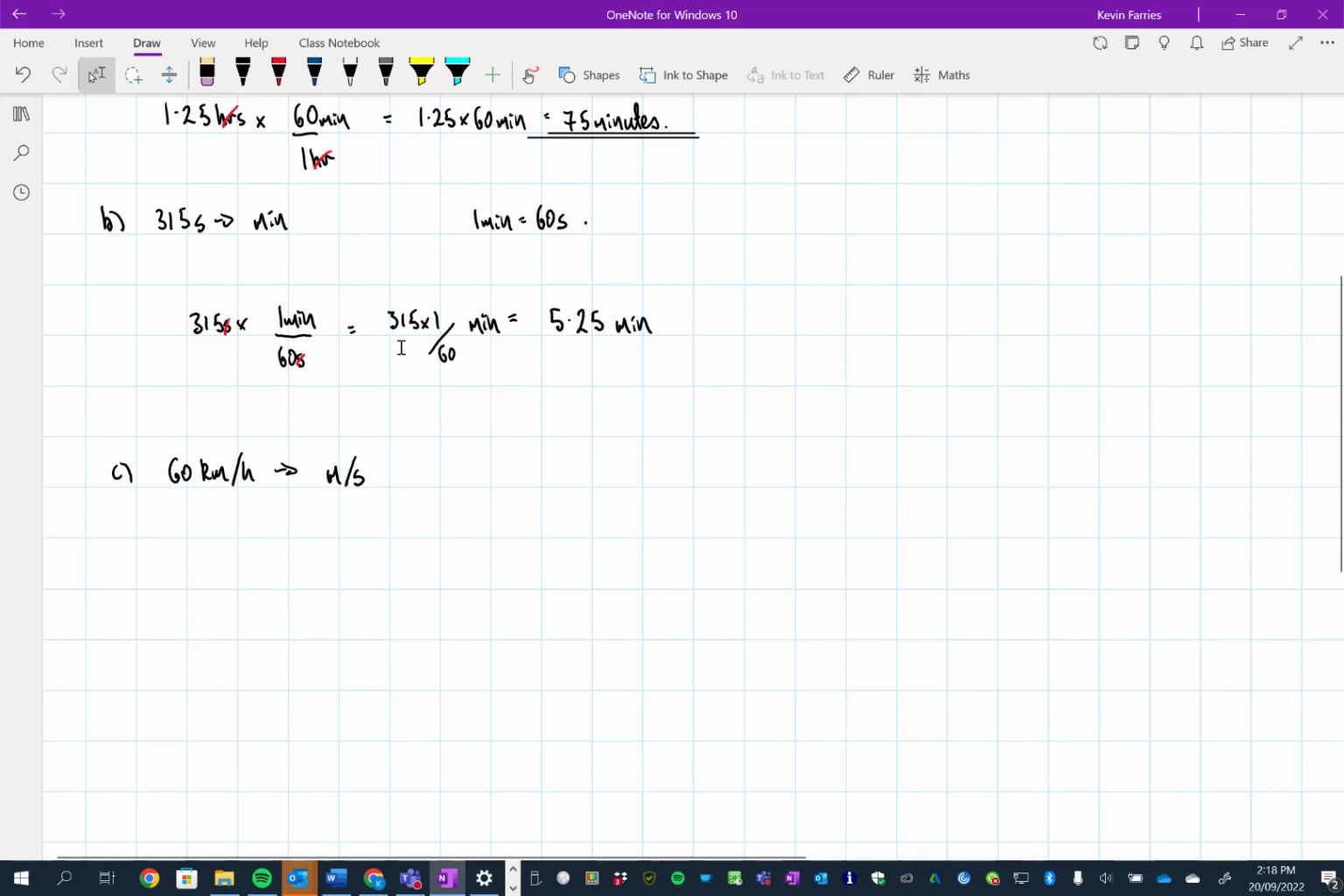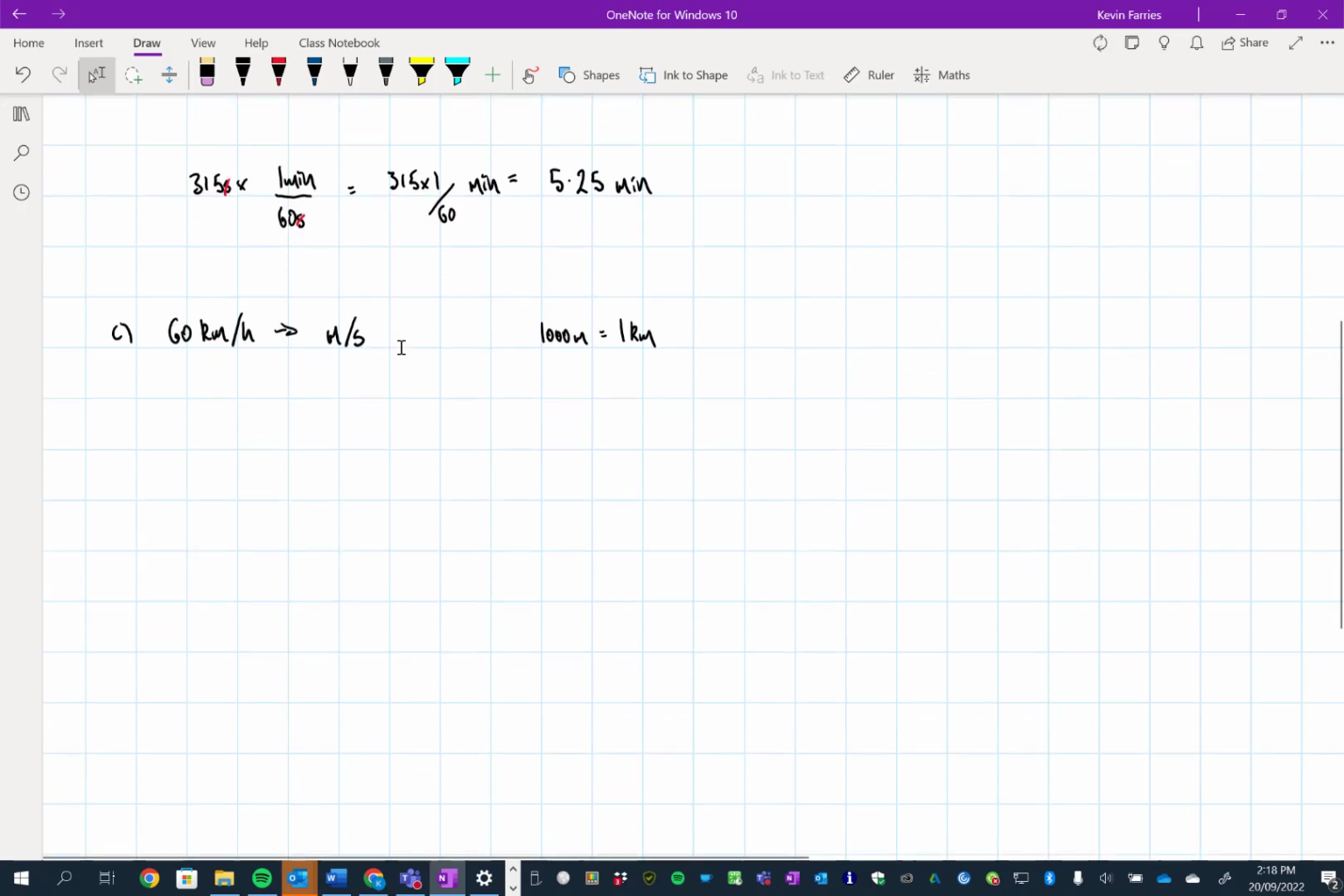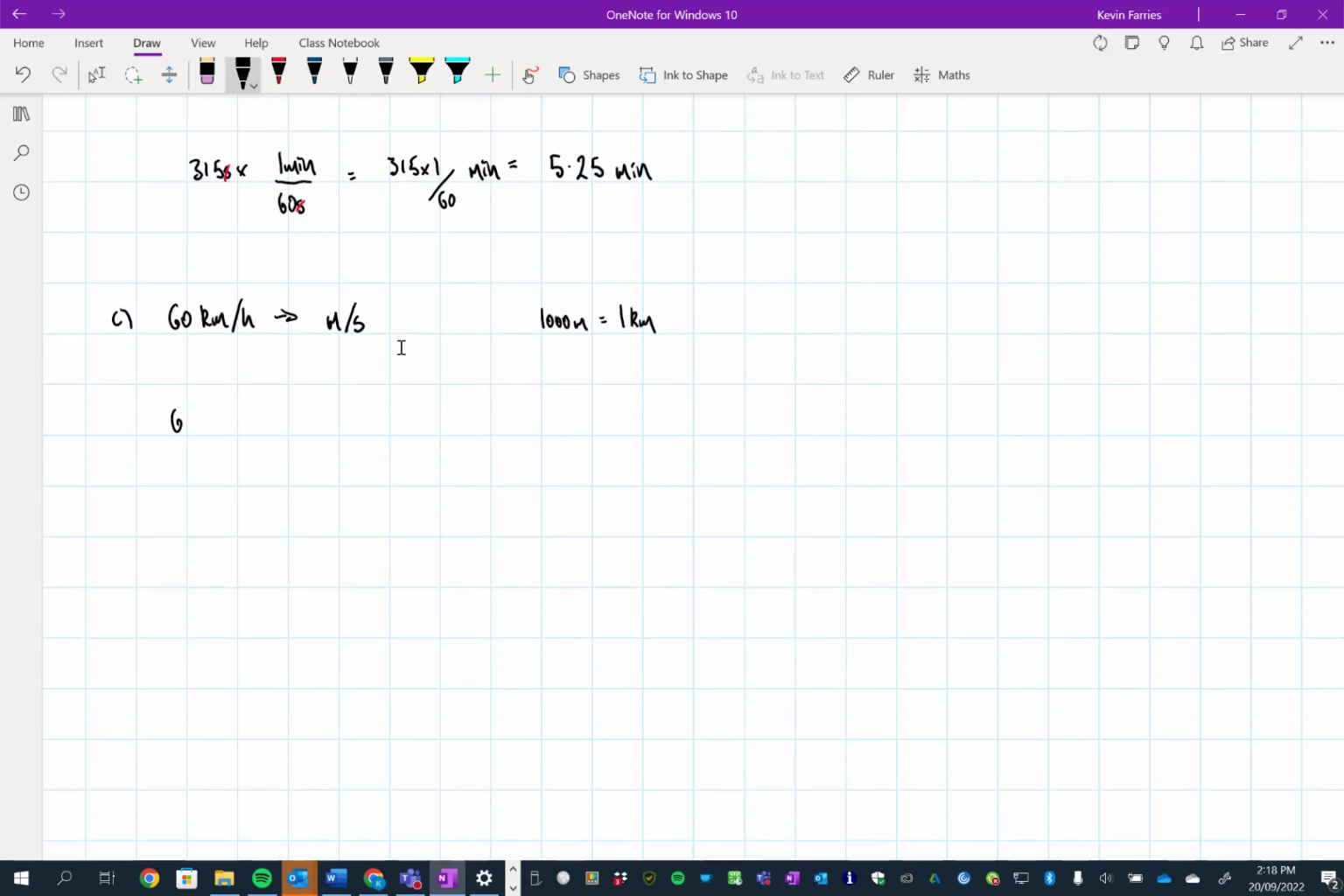Okay, so we know that 1,000 meters is equal to 1 kilometer. And so let's change this first. So we're going to do 60 kilometers per hour times. So we're going to try and get rid of that kilometers and change it to meters, because we're wanting to end up with meters per second. So just do the meters first. So 1,000, yeah, that's right, we want meters. So it's going to be on the top, divided by 1 kilometer.